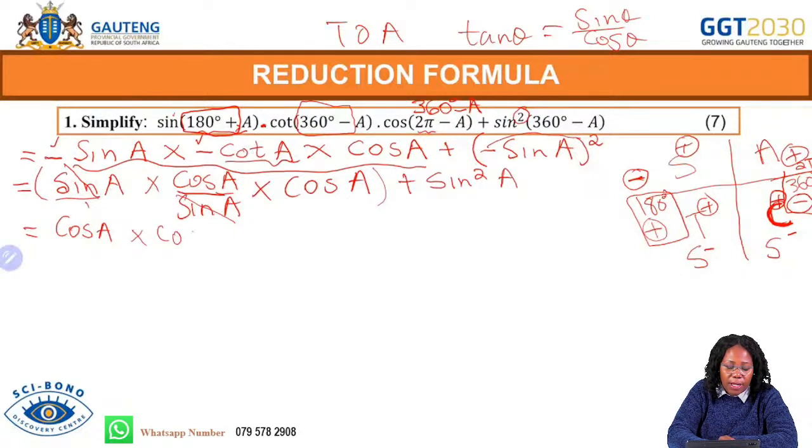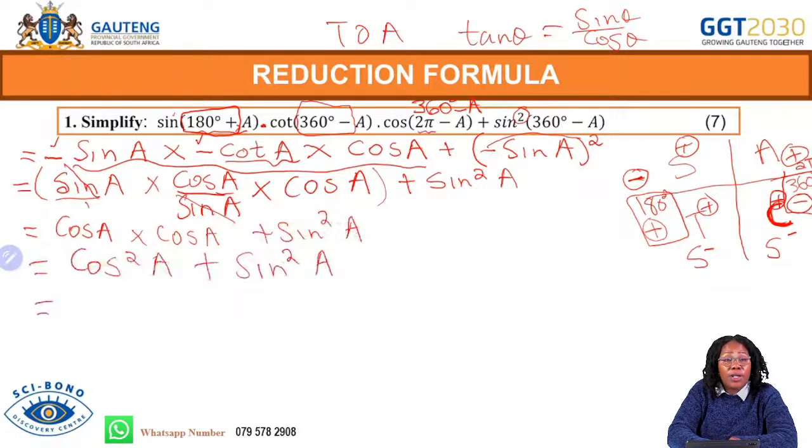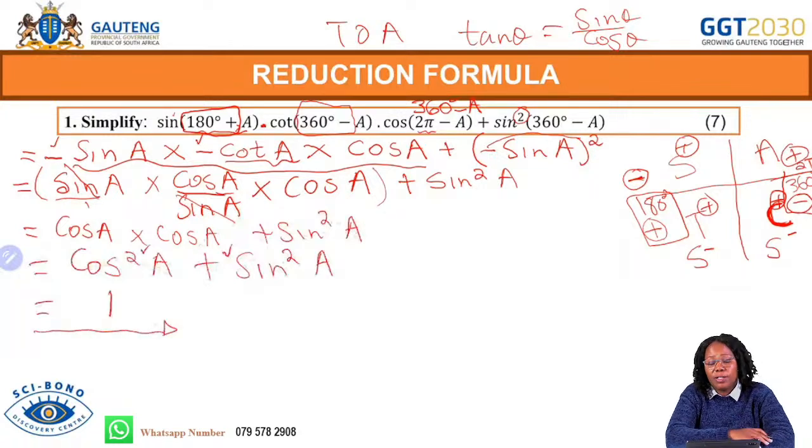multiplied by cos A plus sine squared A. And the cos A times cos A is cos squared A plus sine squared A. Can you see that, grade 12? We have now created what? An identity. Remember, an identity, sine squared plus cos squared is equal to 1. The same applies if we have sine squared plus cos squared. Then our answer will just be a positive 1.